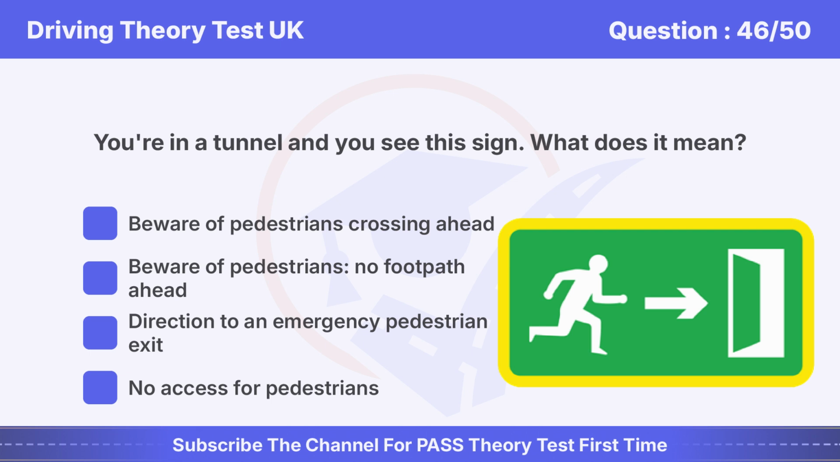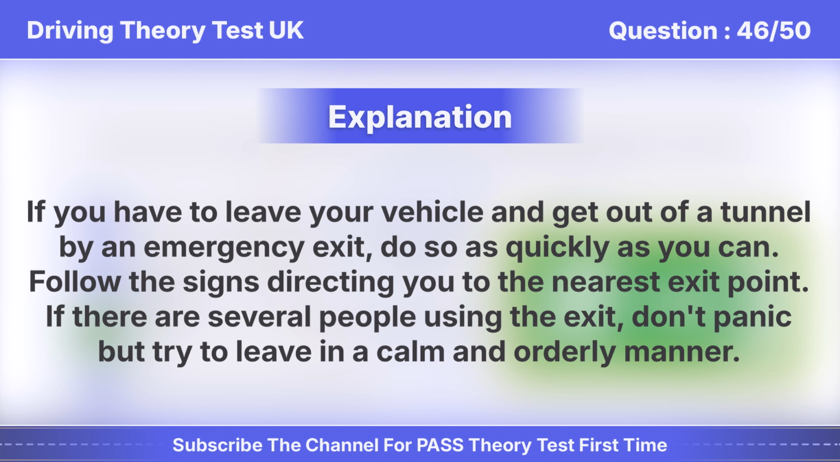Question 46. You're in a tunnel and you see this sign. What does it mean? Answer is C. Direction to an emergency pedestrian exit. If you have to leave your vehicle and get out of a tunnel by an emergency exit, do so as quickly as you can. Follow the signs directing you to the nearest exit point. If there are several people using the exit, don't panic, but try to leave in a calm and orderly manner.